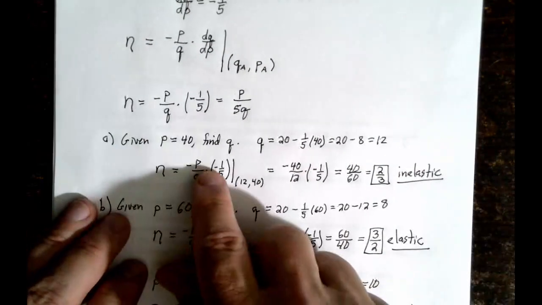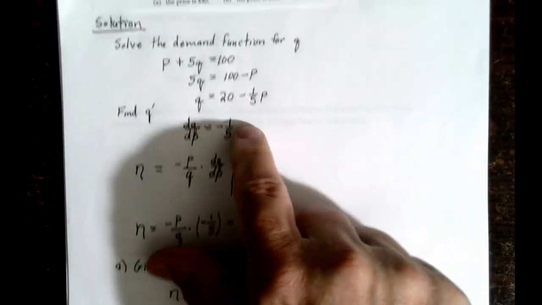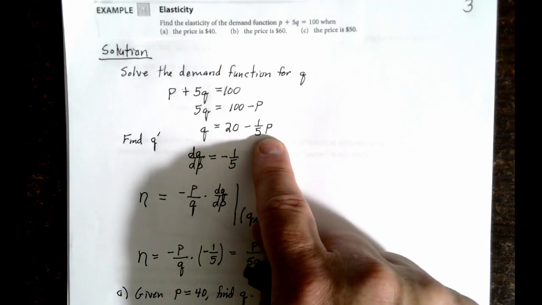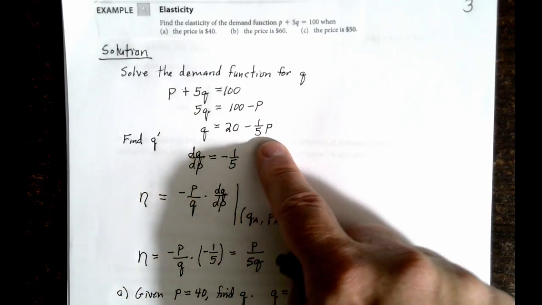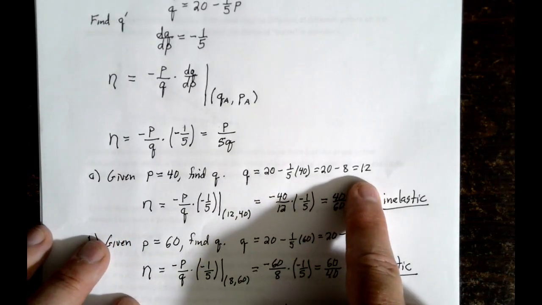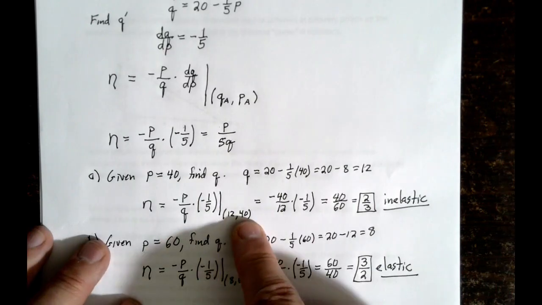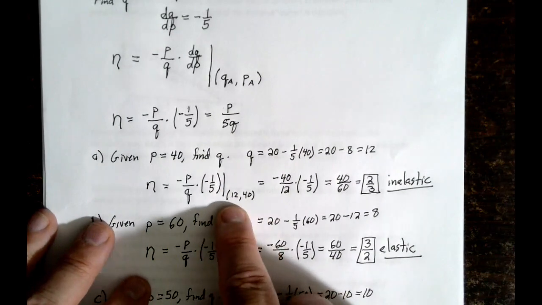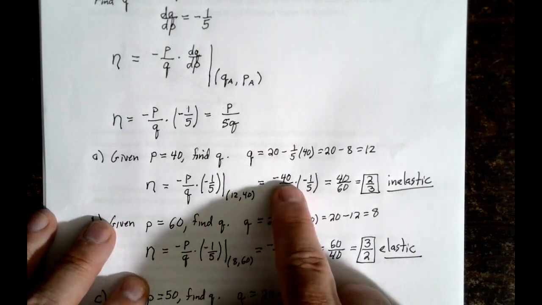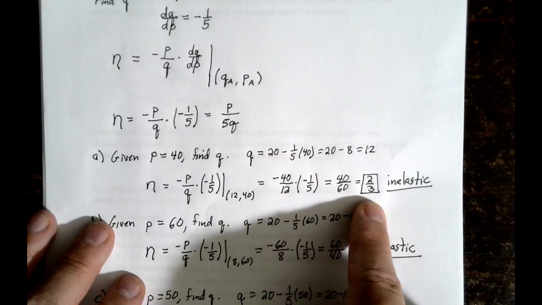Now, if they give you the price, you can find the quantity based on this equation. In this case, 40 there: 20 minus 1/5 times 40, and that gives you 12. So you know that the quantity is 12 and the price is 40, so 12, 40 is what you're going to plug in. And again, the first one is quantity, that's where the Q goes, and the 40 is your price, and that's where the P goes. So now you just multiply that across and simplify.